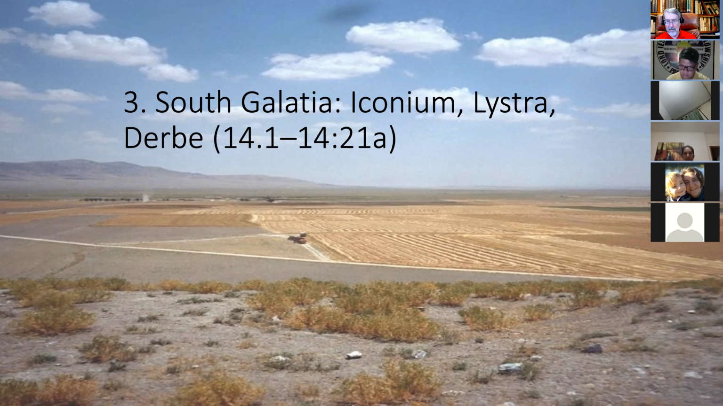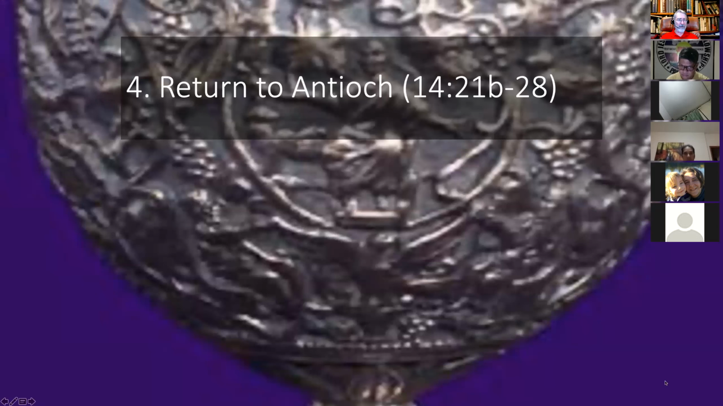So back they come to Antioch, and this silver thing that you see in the background is the famous Antioch chalice. The Christians at Antioch back in the Middle Ages believed that this was the very cup that Jesus used at the Last Supper. Not likely, but it was very famous in the Middle Ages, and the Crusaders were absolutely thrilled when one of the local Arabs sold them this. Nevertheless, this is a symbol of Antioch, and we still see it today. They came back to Antioch, and that takes us from there to chapter 15.